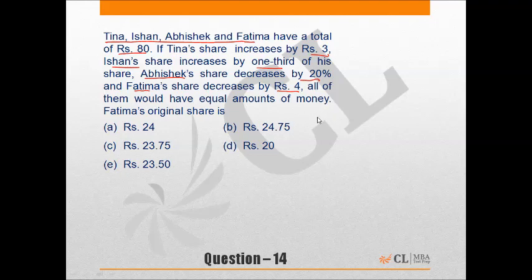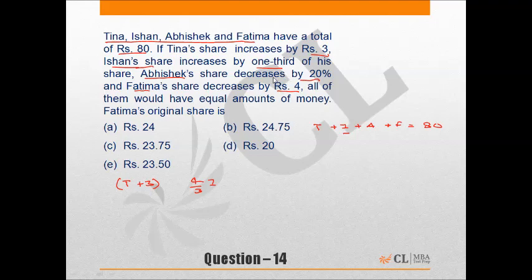Should not be difficult, but I think this question needs to be discussed because many of us make a very simple mistake in this. Most of us will start it correctly by saying Tina plus Ishan plus Abhishek plus Fatima is equal to 80. Perfectly fine. Next, it says Tina's share increased by 3. So Tina, her share increased by 3. Then we have Ishan's share increased by 1/3 of his share. So if the original share of Ishan was I, his new share will become 4 by 3 I. It increased by 1/3, so it becomes 4 by 3 I.